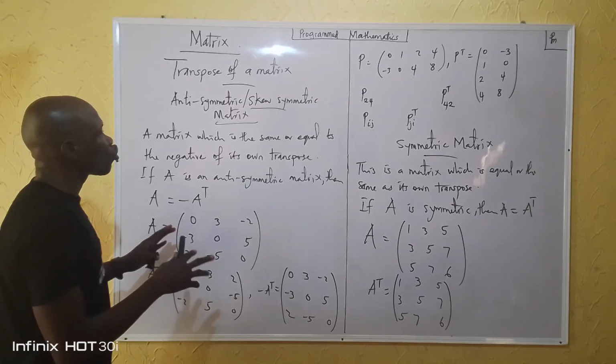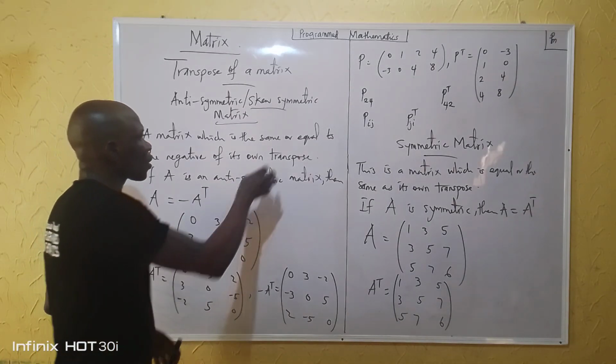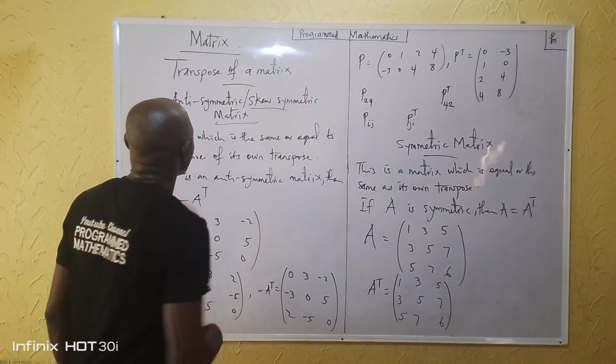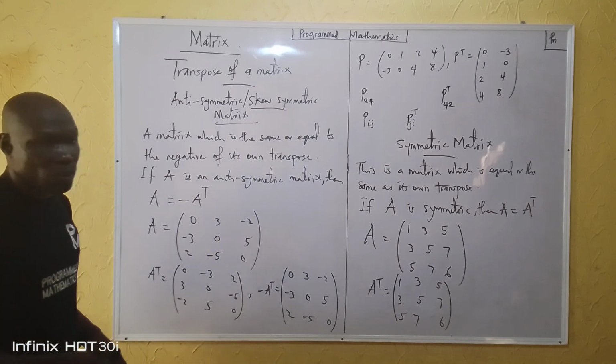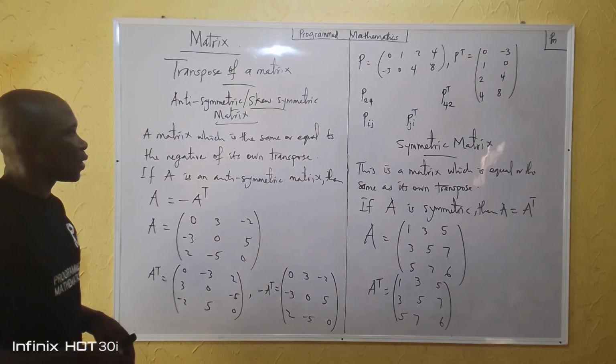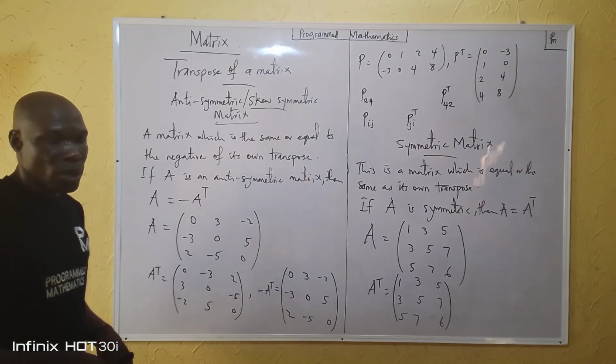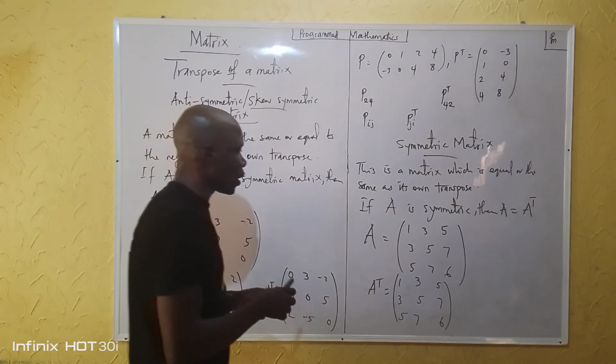Okay, so based on the transpose of a matrix, we can talk about two types of matrices, the symmetric matrix and the antisymmetric matrix. So these are two cases here.